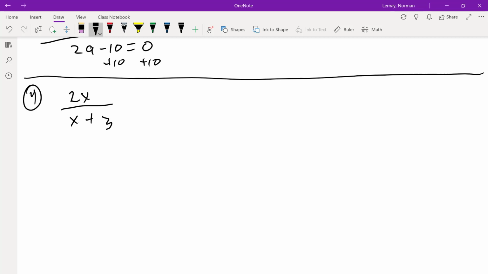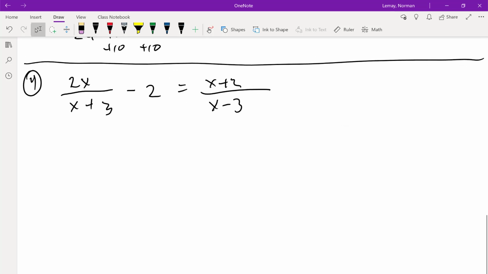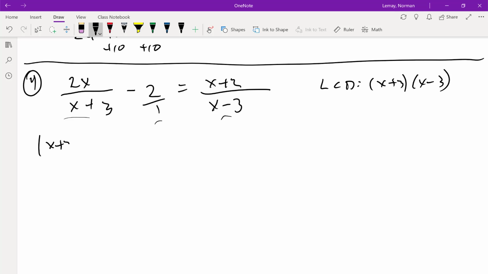So here our example is 2x over x plus 3 minus 2 equals x plus 2 over x minus 3. All right, so nothing to factor here. Again, I have this whole number going on. So we take a look: we have x plus 3, I have a 1, and x minus 3. So hopefully we all agree our LCD is x plus 3, x minus 3. So let's go ahead and multiply both sides by x plus 3, x minus 3.